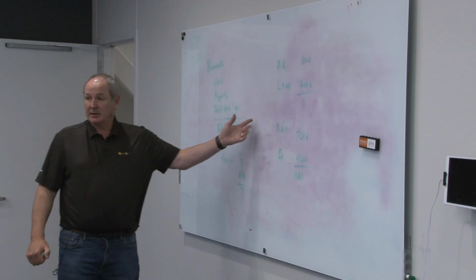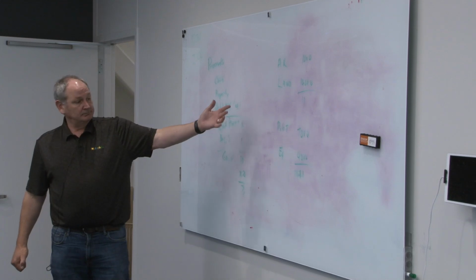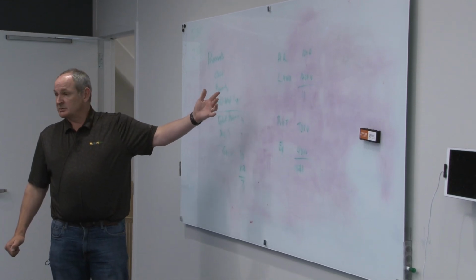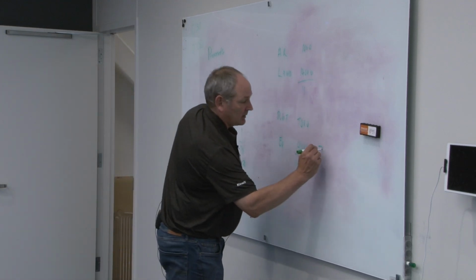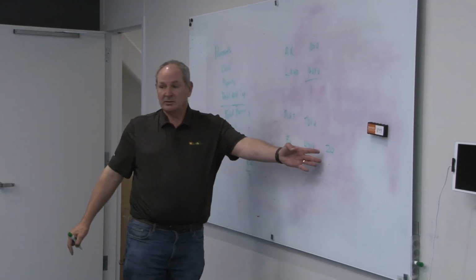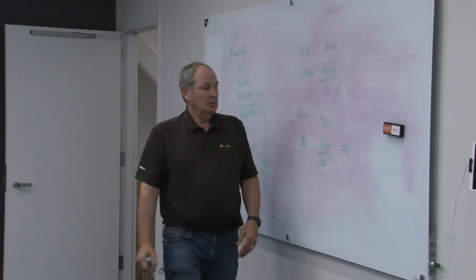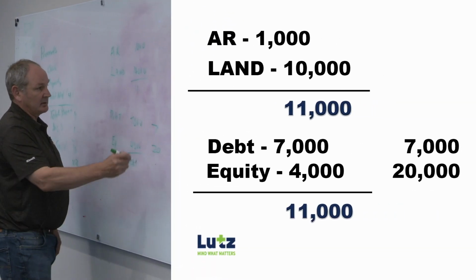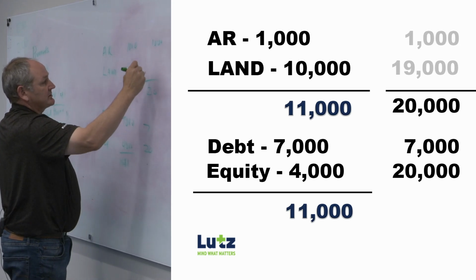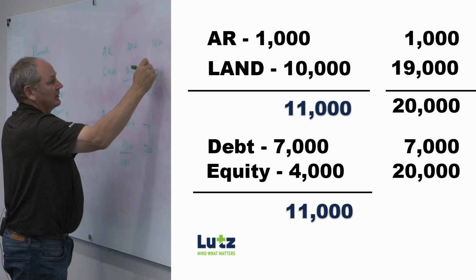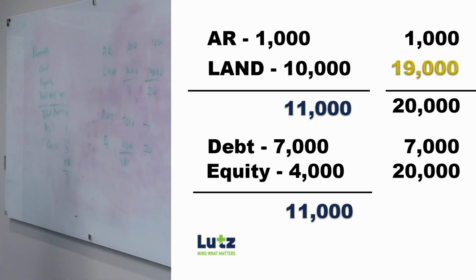So if somebody says in a business acquisition, I'm willing to pay you for this company $20,000. You have 20,000 they'll give you. That's your equity section. You have 7 that's debt. They're going to assume. This is 20. AR is what it is, 1,000, which makes the fair value of your land 19,000.